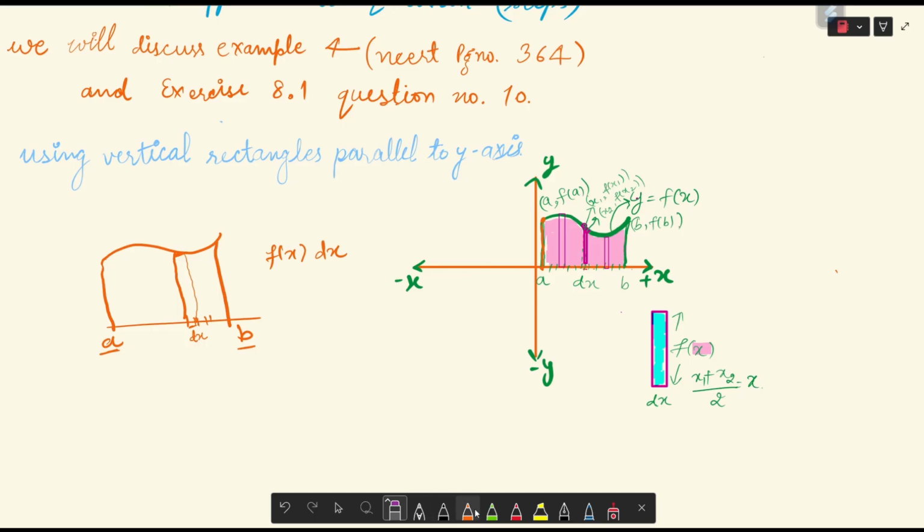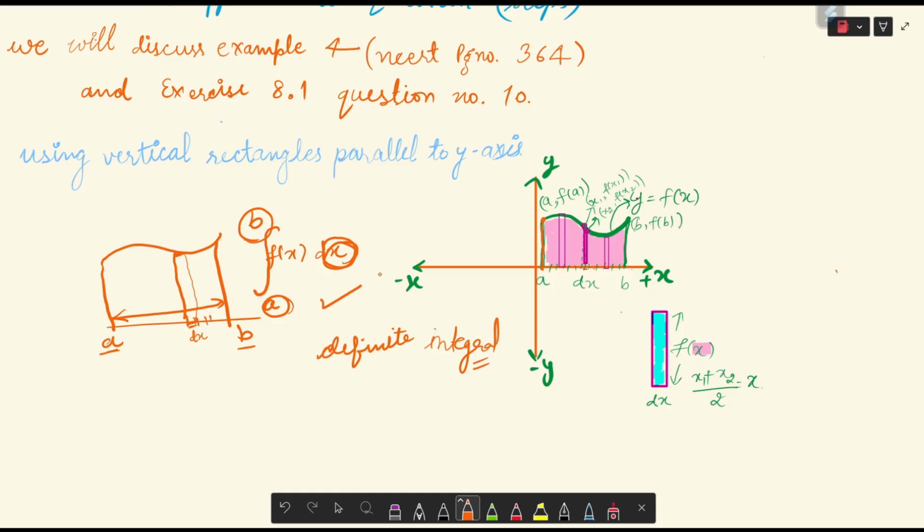so we have to do this over this complete region. This complete region is divided into rectangles. So we are summing up all these values from a to b. So what is the variable here? You will put limits of that variable. The x is going from a to b, so we put limits a to b. This is a definite integral, and you will have to solve this to calculate the area under this curve. So this is the method of calculating area under the curve using vertical rectangles.